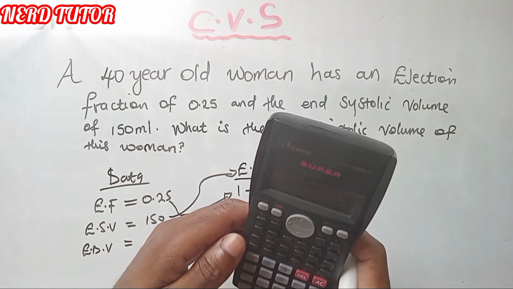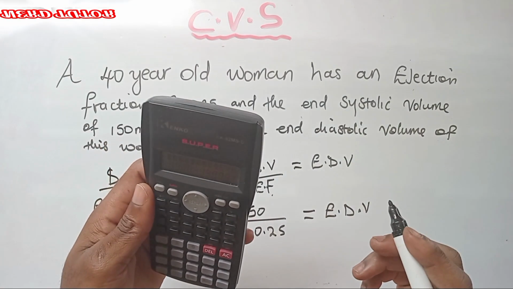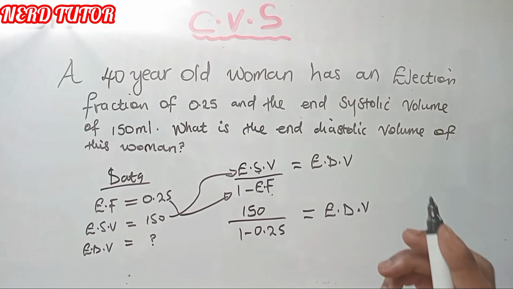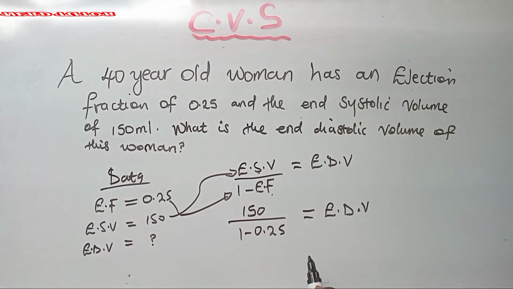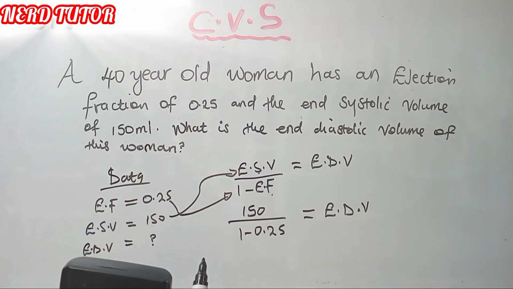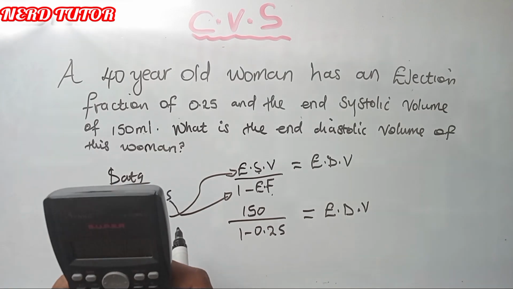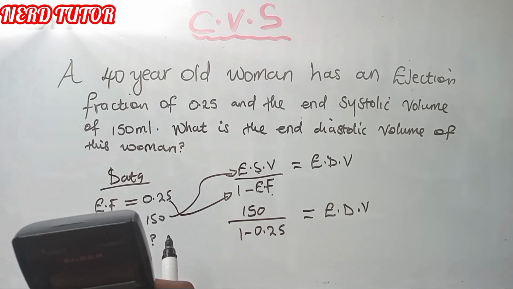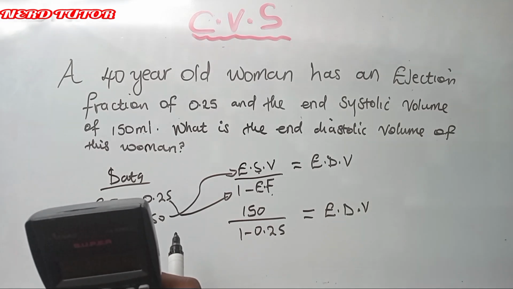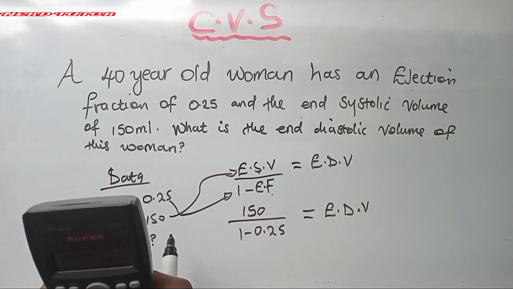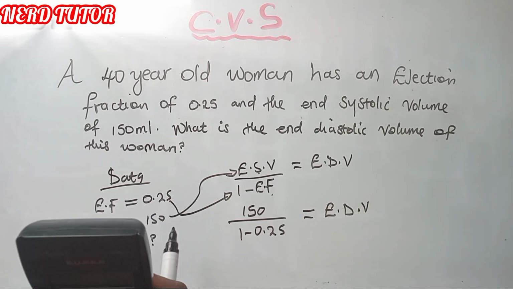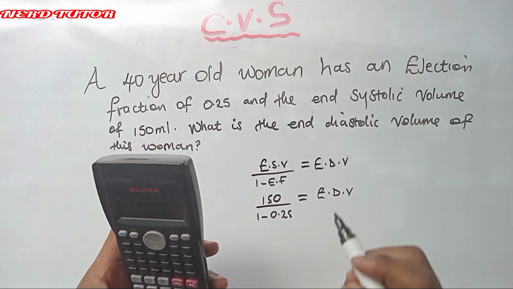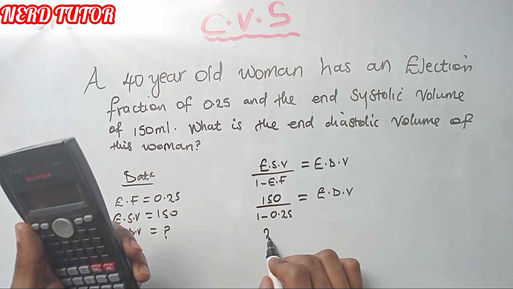Okay, so the answer that I'm getting here is 149.7. Okay, so meaning, we're going to do 1 minus 0.25 first. 1 minus 0.25, we're getting 0.75. Now, if we divide 150 by 0.75, it is 200. So here the answer that I'm getting is 200.